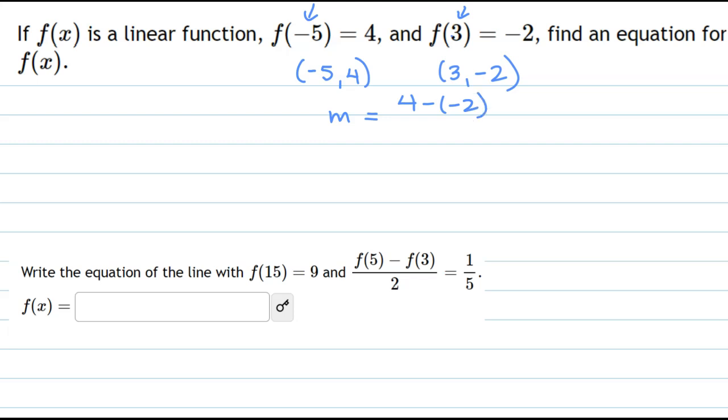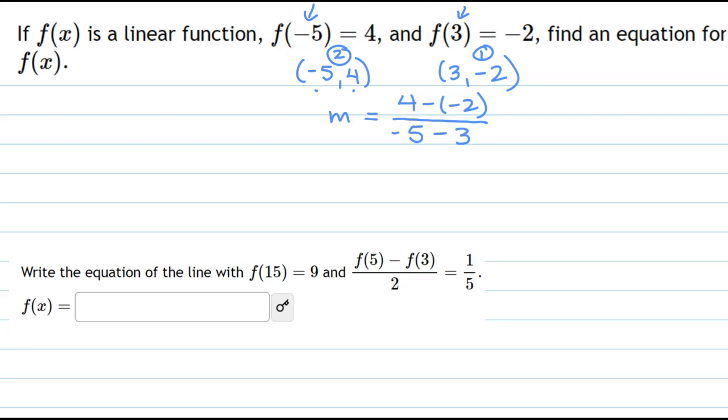You get to pick the order, but once you choose the order, I've said this is my point number 2 and this is my point number 1, you have to stick with it. So if 4 is your first y, -5 has to be your first x. So that would be your slope calculation. And this isn't needed for this one, but it'll tie into the next one so that you're maybe starting to see how this looks in function notation.